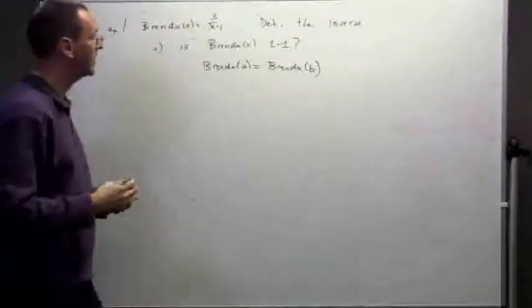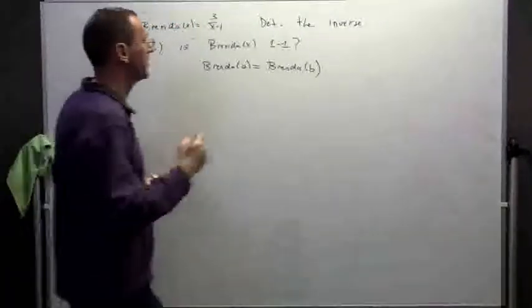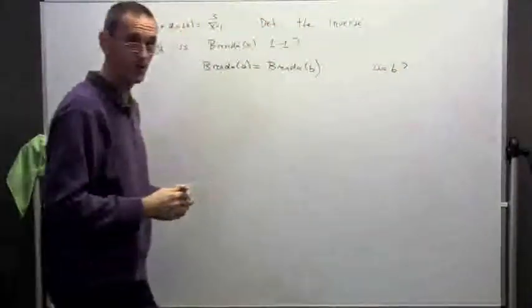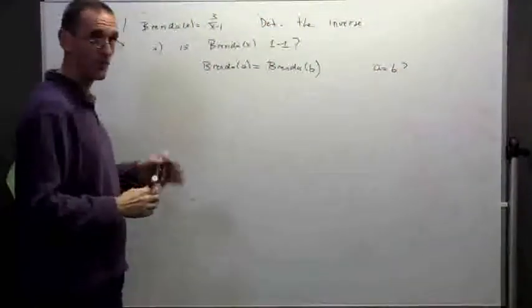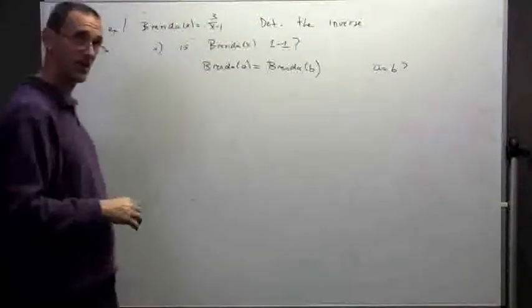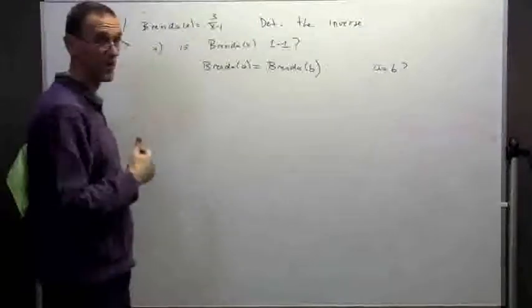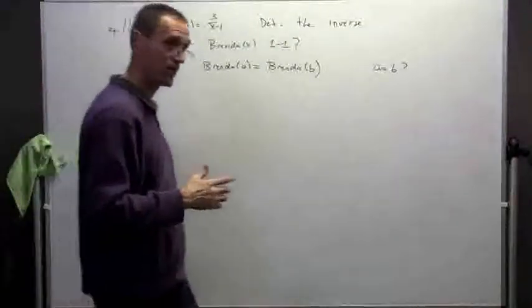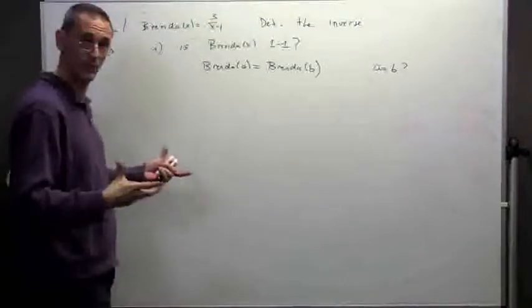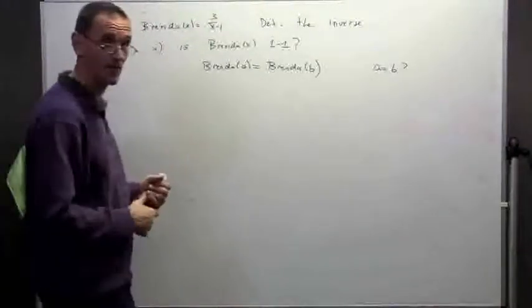Now, I'm going to set Brenda of A equal to Brenda of B. The question is, does this imply that A equals B? Now, you may be asking, why do I use this part of the definition of 1 to 1 versus the other? And the reason is, I tried them both, and this one came out to be nicer. Okay? So there's no easy way to say which one do you use at a given time. You just try to work with what you have and go from there.